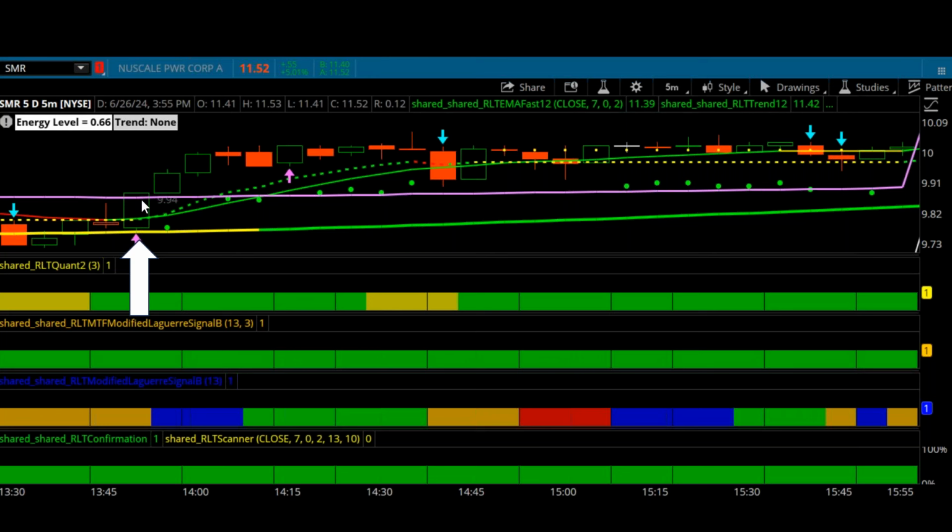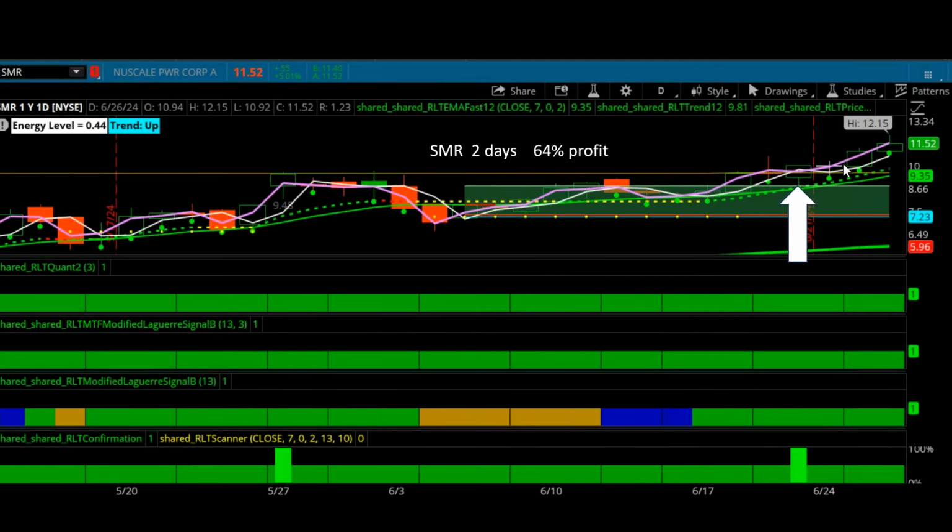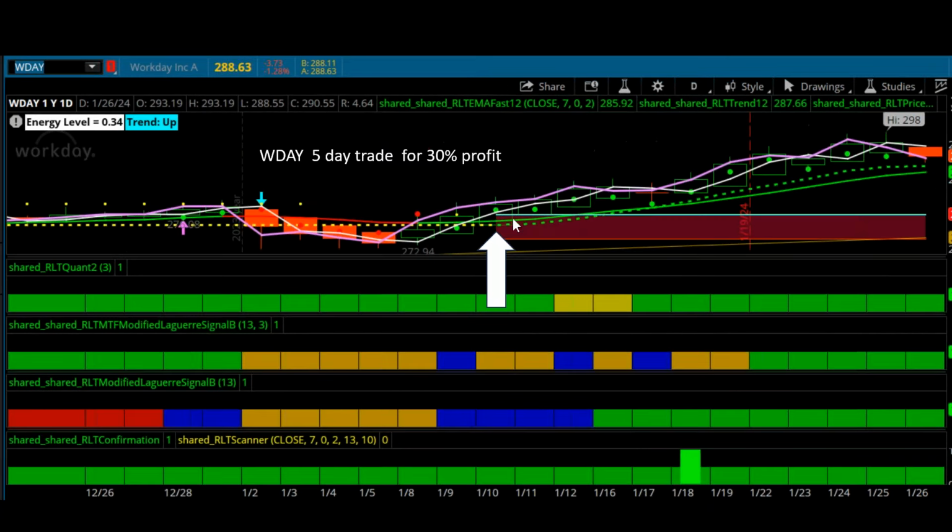And notice it broke above the VWAP. I mentioned the VWAP earlier, volume weighted average price. There it is right there. The stock broke above the volume weighted average price. We took the trade and we were in, and on that day we just rode it all day, of course. Here's what happened to it after we got in, and it moved up beautifully. So that was a nice trade, SMR.